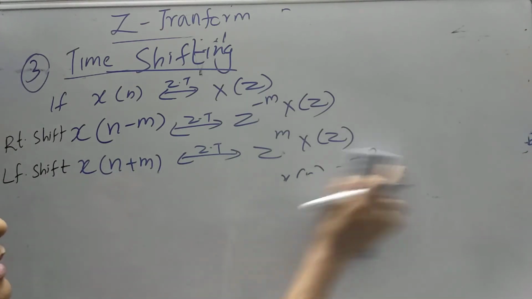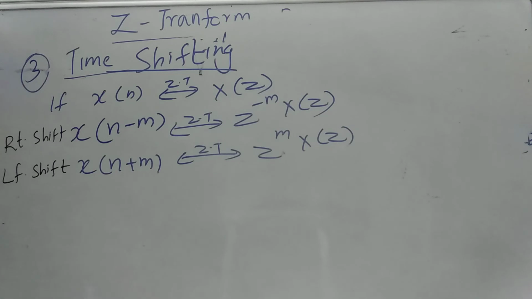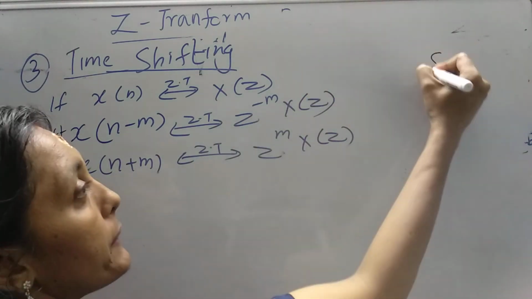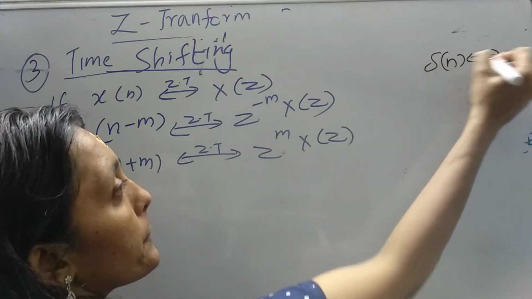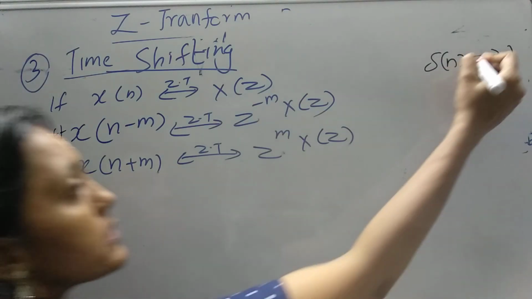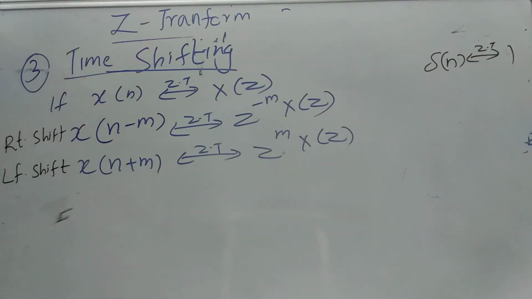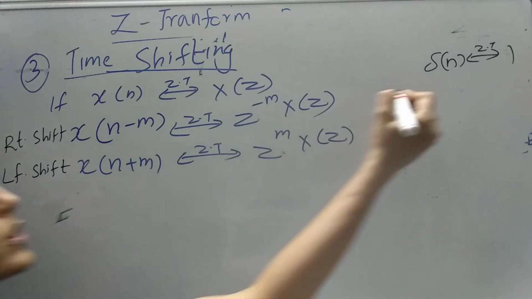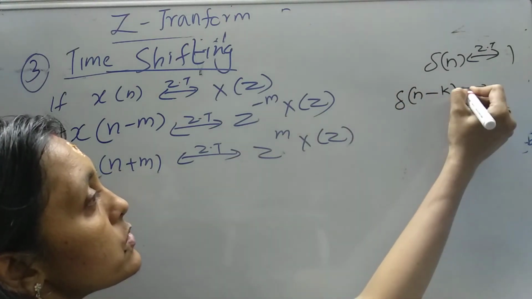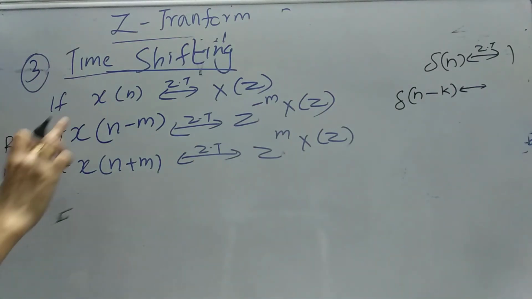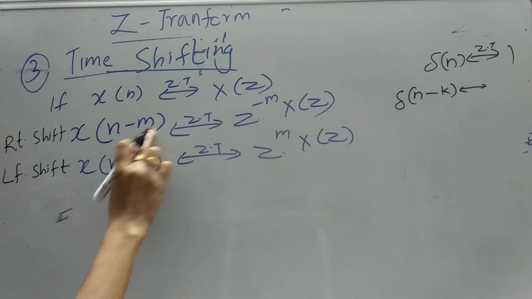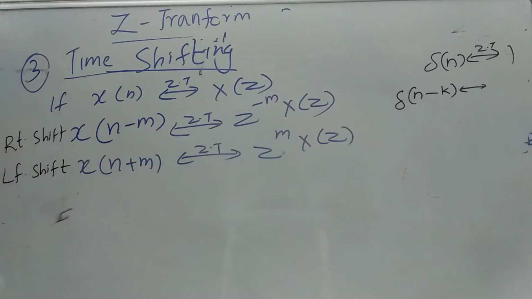So, I think we are very familiar with our impulse function. We have already studied the impulse pair. The z transform of the impulse function x of n is equal to 1. Now, I am going to shift by a factor, say k. When you shift x of n to x of n minus m, you get z raised to minus m times X of z.